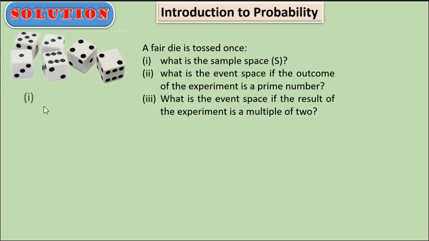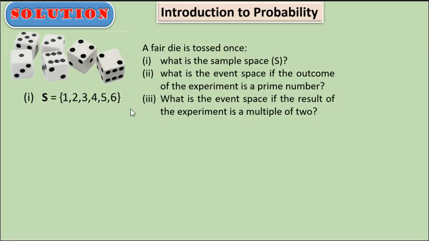So therefore, the sample space represented by letter S, you are free to use any letter of your choice, would be the elements that will be included in this set: 1, 2, 3, 4, 5, 6. Then we close it. Remember, you must start with a curly bracket and end with a curly bracket. So that is the first answer to the first question, the sample space.